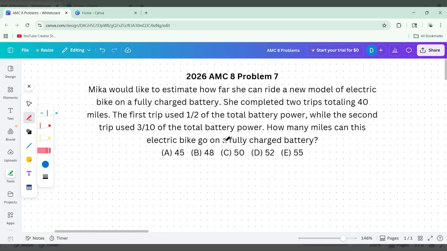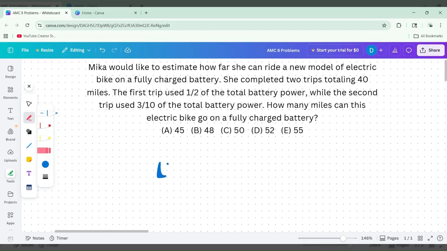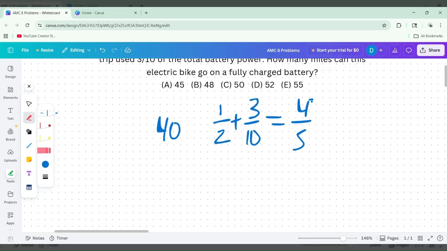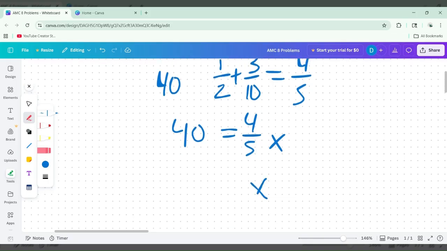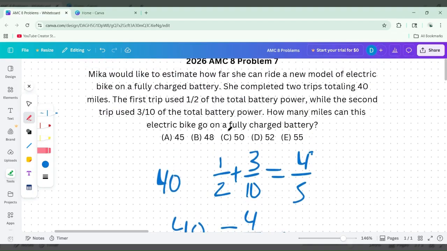Problem 7. So we're trying to find how far this electric bike can go on a fully charged battery. So 40 miles gone so far, and 1/2 plus 3/10 is the total amount of battery power used. That total is 4/5. Let's set the fully charged battery as X. So we only use 4/5 of the fully charged battery to go 40 miles. Now, how to find X? We just multiply 5/4 on the left side, and we get 50. So 50 is the total distance the fully charged bike can go. So the answer is C.